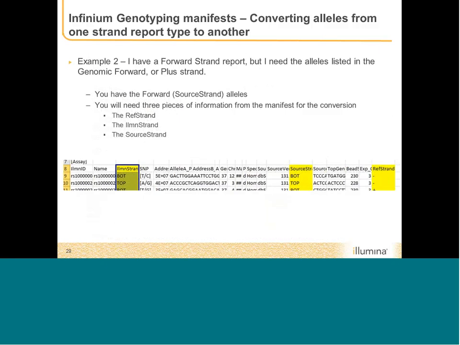Now, example number 2. I have a forward strand report, but I need the alleles listed in genomic forward or plus strand. So you have the forward strand, and you want the plus strand. You will need 3 pieces of information to do this conversion. You'll need the ref strand, which is the designation plus or minus of the Illumina strand. You'll need the Illumina strand, which is the top bot of the Illumina, and you'll need the source strand, which is the top bot, which is also the forward. So this gives you the forward top bot designation.